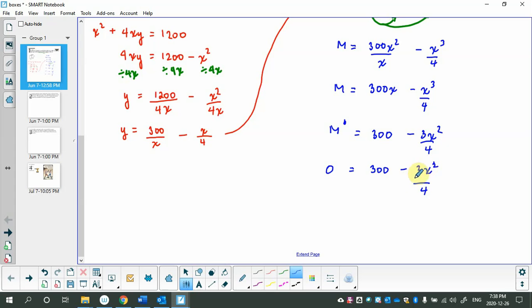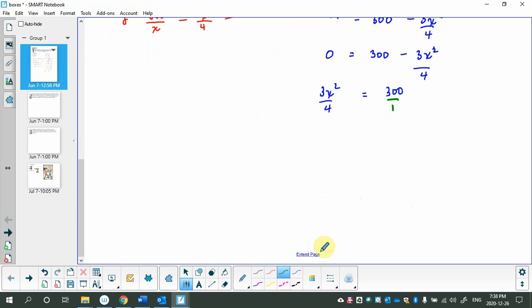And because I've got two chunks of information here, I've got an x squared. I don't particularly want to factor this. I don't have an x. I'm not going to use the quadratic formula. I'm going to take the 3x squared over to the left and make it positive, equals 300, and I'm going to put that 300 over 1 so I can cross multiply. So if I cross in this direction, 3x squared times 1, and if I cross in this direction, it's 1200.